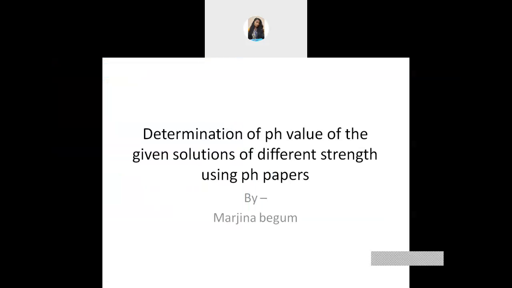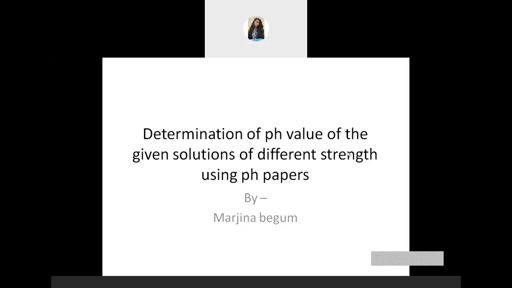For today's class, I will discuss the determination of pH value of given solutions of different strength using pH paper. For this experiment, the examiner will provide you some solutions in different beakers of different strength. Means the strength of the different solutions will be different, and you have to determine the pH value. Okay, this is our experiment.